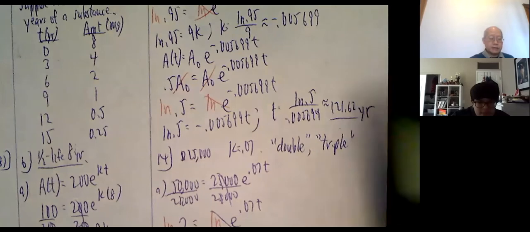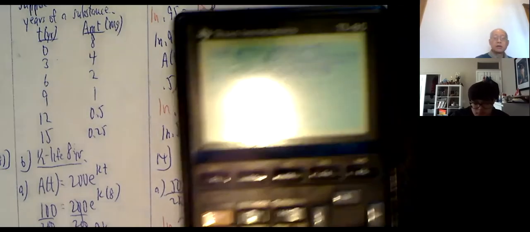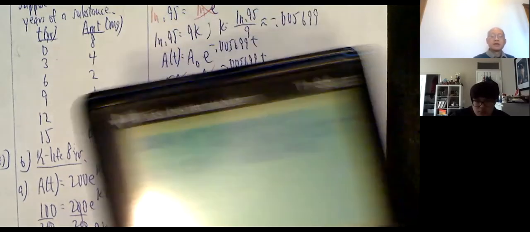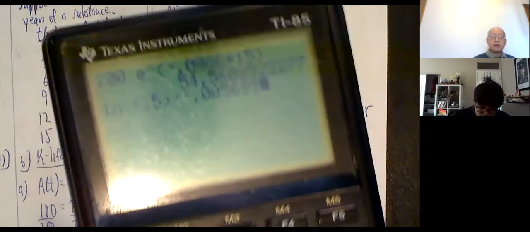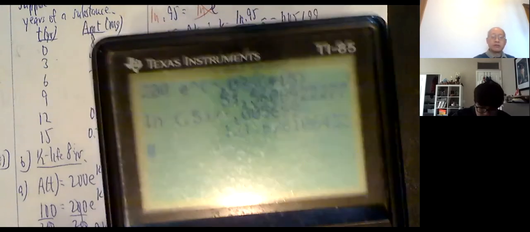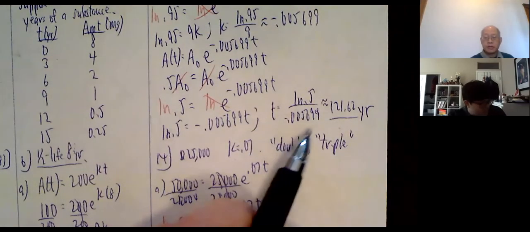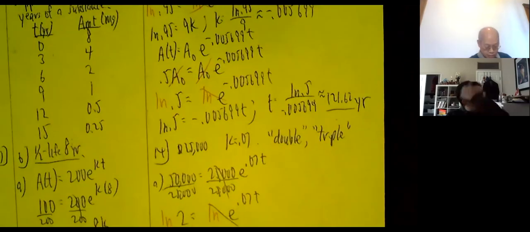Okay, so I'll go ahead and show you that. ln of 0.5 divided by negative 0.005699. Sorry. ln 0.5 divided by negative whatever. 121.626. 121.62 years. Okay.